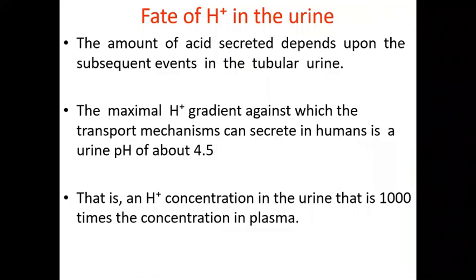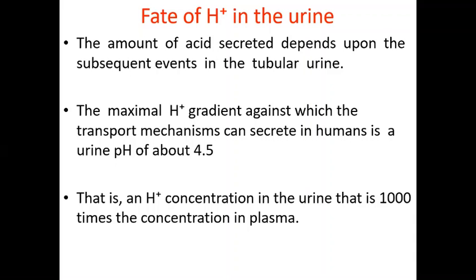Okay, so that is handling of the hydrogen ions. What is the fate of hydrogen ion in the urine? The amount of acid secreted depends upon the subsequent events in the tubular urine. So there are also other mechanisms that are taking place beyond the proximal convoluted tubule. The final fate of hydrogen ions is dependent on other processes beyond the proximal convoluted tubule. Some of it can be reabsorbed back, or more hydrogen ions can be secreted into the lumen. So it will bring about modification of the urine by the other components of the kidney nephron, apart from the proximal convoluted tubule that we're discussing here.